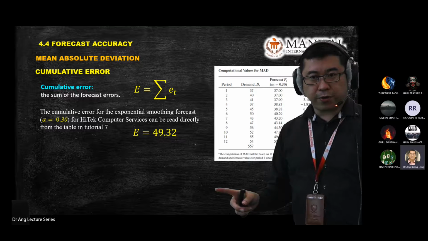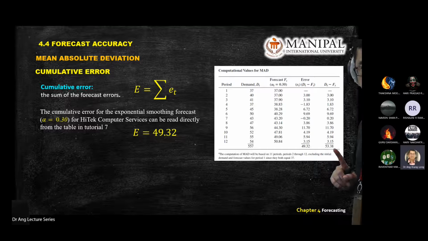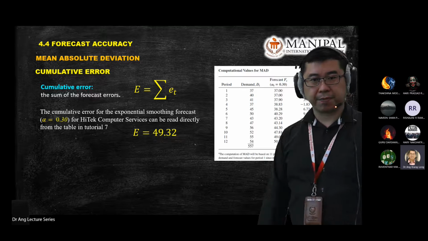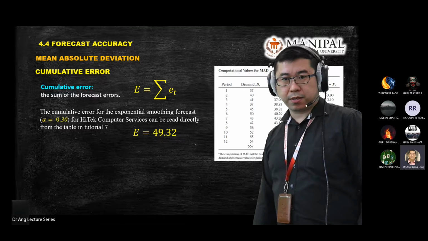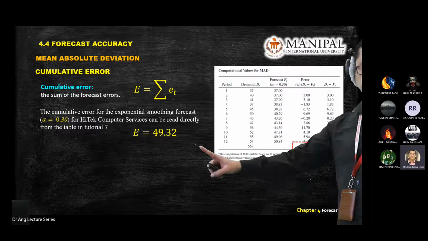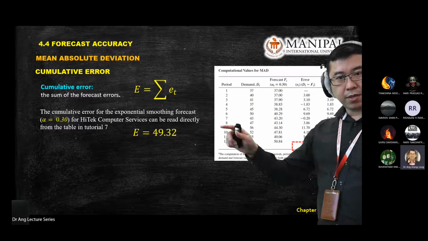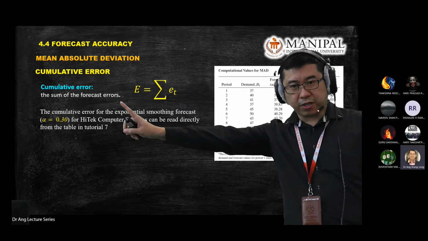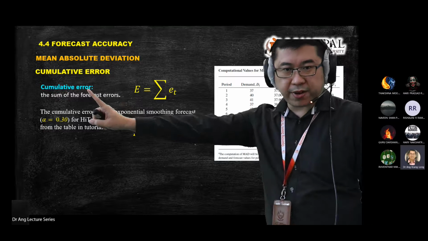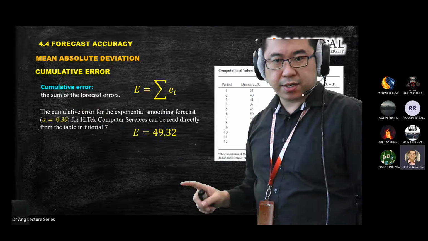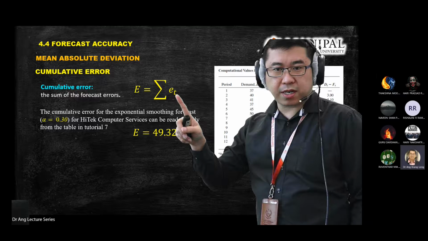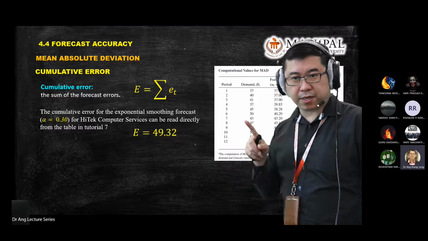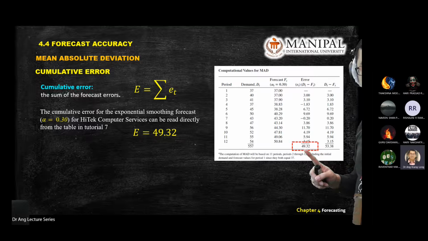So don't confuse cumulative error and this absolute error here. They have different meanings. I just highlight here, so you just need to fill in this one in your tutorial handouts. Cumulative error is a sum of forecast error, and the equation is capital E, sum of E individual total. I mean the individual errors here, you total, get one number here.